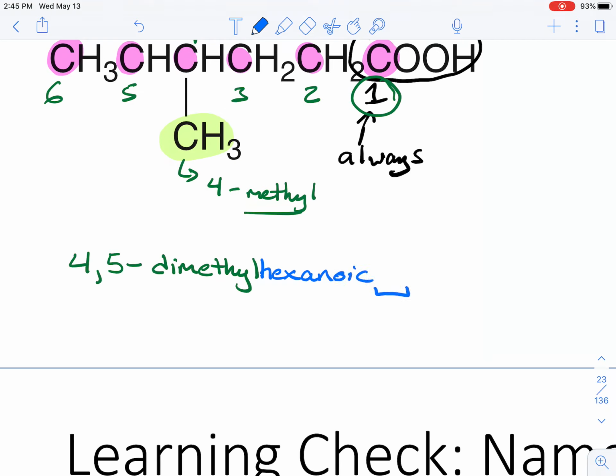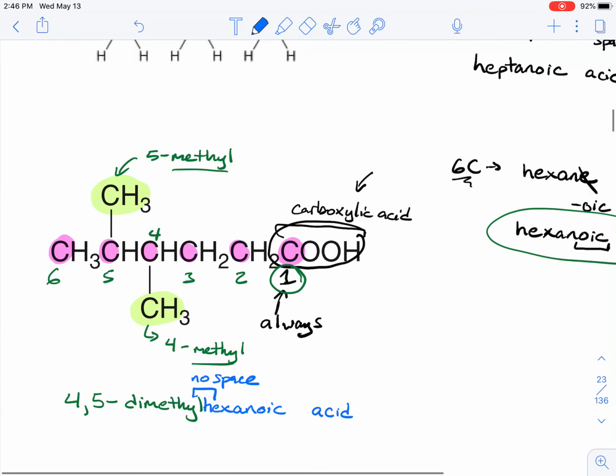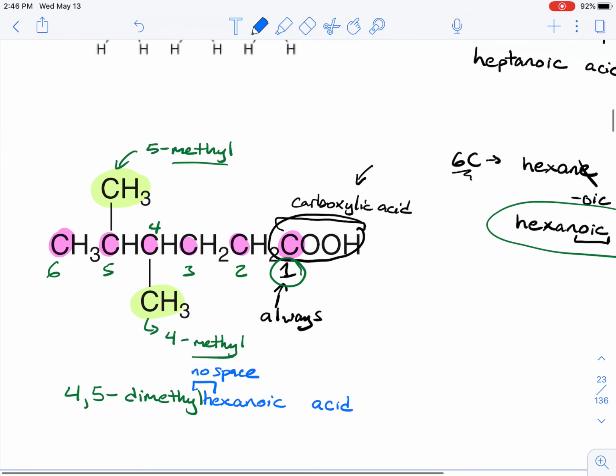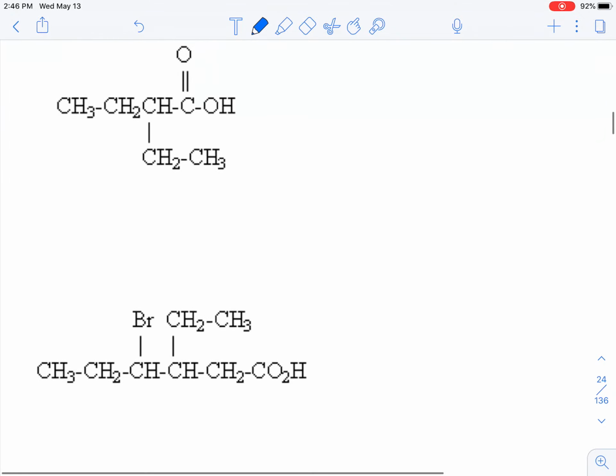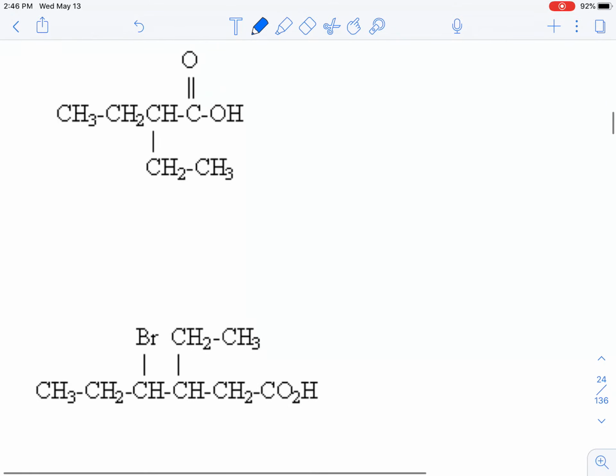Now the space is going to be between the hexanoic and then the acid. But between the substituent and the name of the parent chain, there's no space. Okay, and that would be my final answer. So hopefully it's not too bad. Let's go ahead and look through some more examples just to get our feet wet, so to speak.